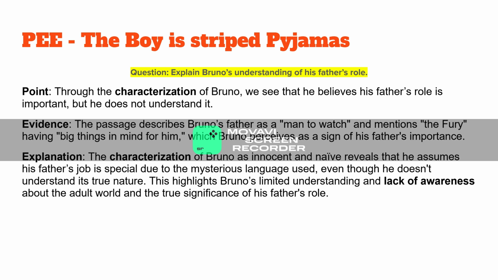Okay, which is also diction, but we're not speaking about diction, but rather only about characterization. So the characterization of Bruno as innocent and naive reveals that he assumes his father's job is special due to the mysterious language used. Even though he doesn't understand its true nature, this highlights Bruno's limited understanding and lack of awareness about the adult world and the true significance of his father's role.